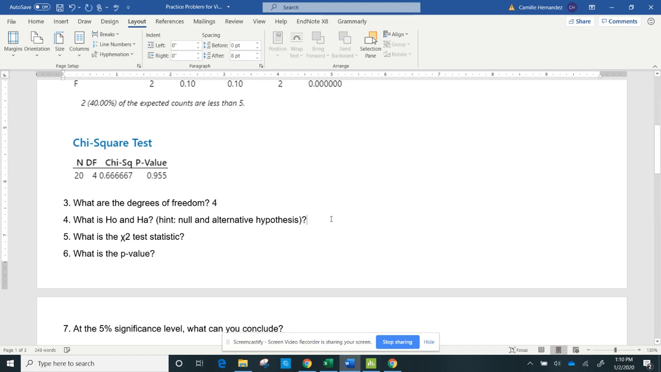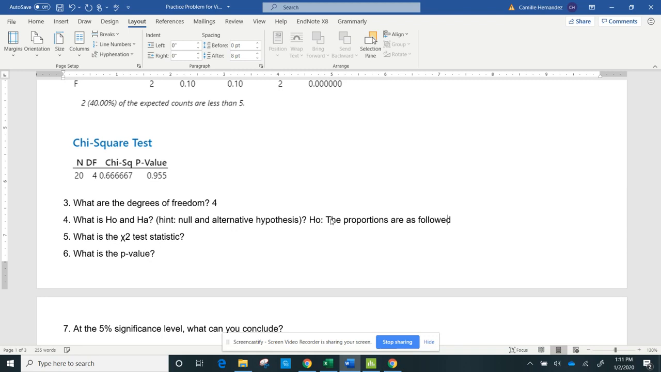Okay, so I need to back up. Now I have my chi-squared value and I have my p-value, but I've got to figure out what my hypotheses are. So my null is the proportions are as followed.